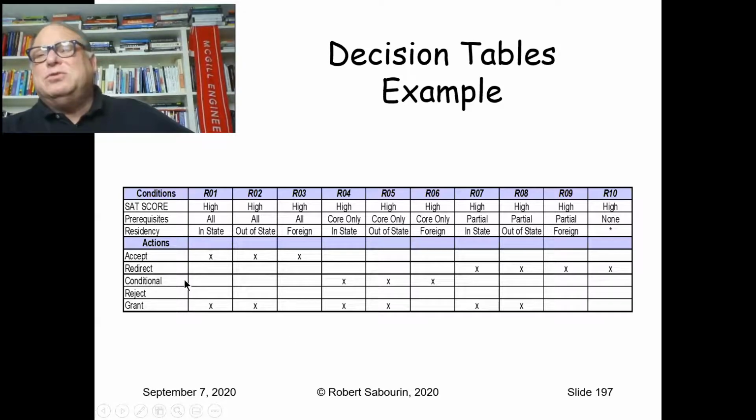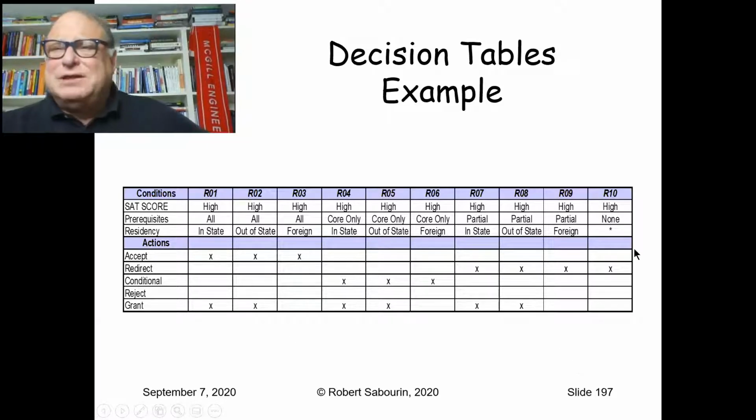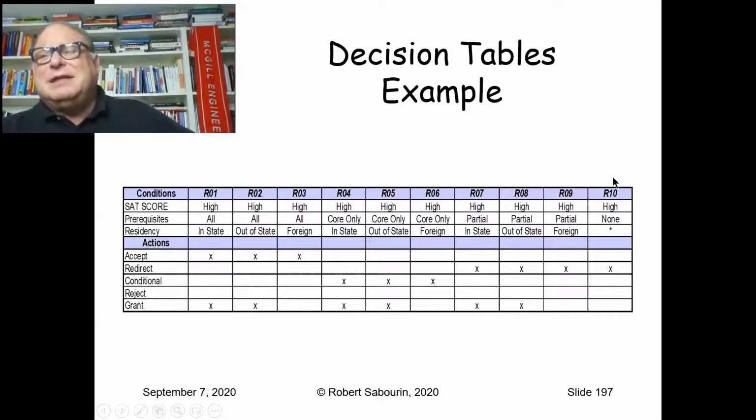Now, if we go down to rule number 10, there's something a bit different here. Rule number 10 is something that you can see has a star or an asterisk under residency. We read this as follows. If you have a high SAT score and none of the prerequisites, it doesn't matter where you live. We don't care where you live. It's a don't care condition. We're going to redirect you to another program.